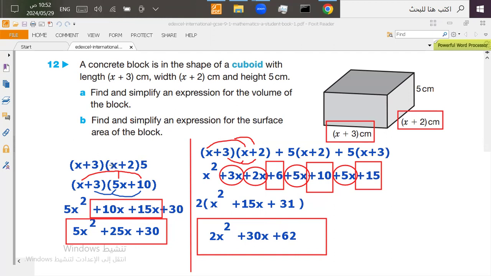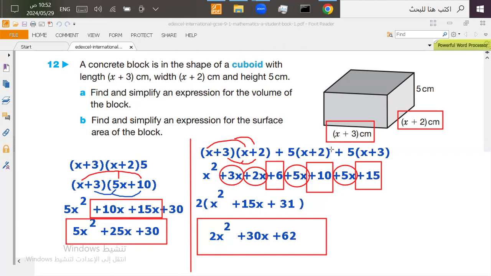So this one will be x squared. 3 times 2 is going to be 6. And I'm sorry, 3x and 2x is going to be 5x. So x squared plus 5x plus 6. When you multiply it by 5, it's going to be 5x squared plus 25x plus 30. So it's going to be the same idea and the same answer that you got from the beginning.